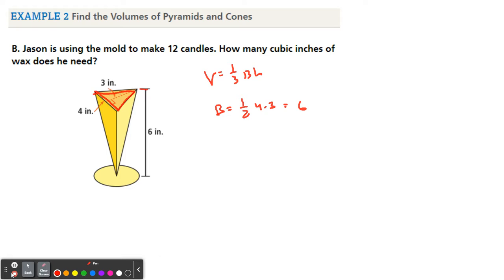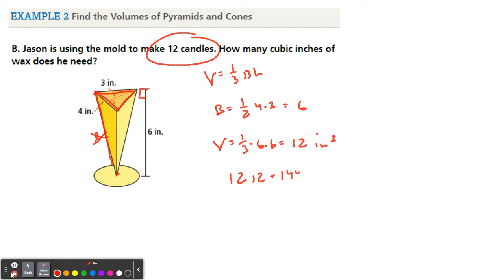The height here from the base to the tip is 6, and I'm going to assume that is perpendicular because it's up and down. It's not this angled height, it's not this slant height. So volume equals 1/3 times 6 times 6. 1/3 of 36 is 12, and that'd be inches cubed. We need to make 12 candles. Each candle is 12, so we take 12 times 12, and 12 times 12 is 144, and that would be cubic inches. That's how much wax we need to make 12 of these triangular pyramid-shaped candles.